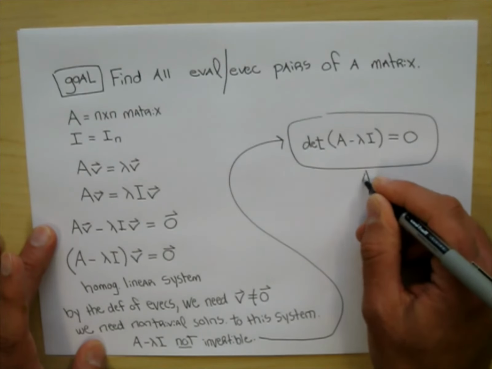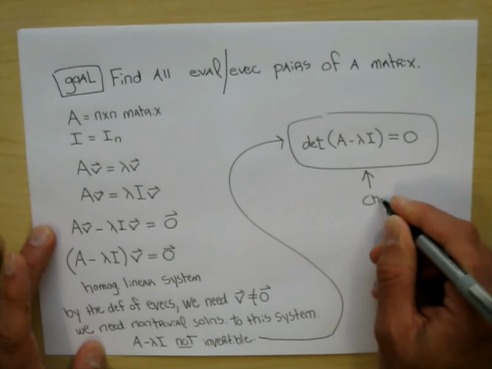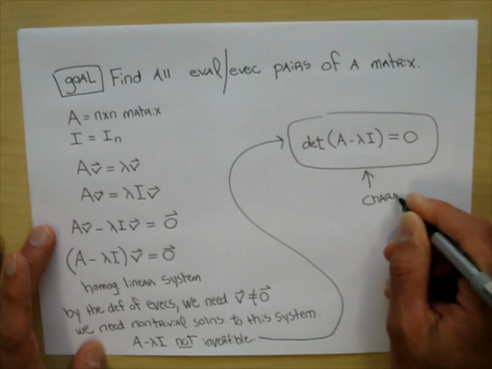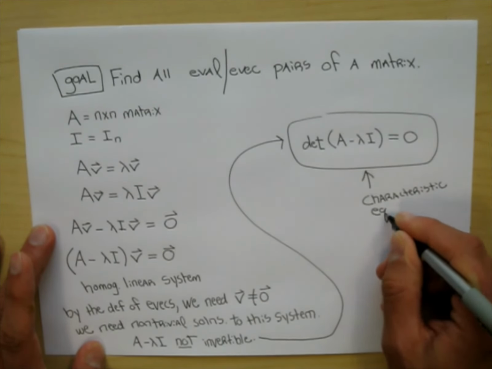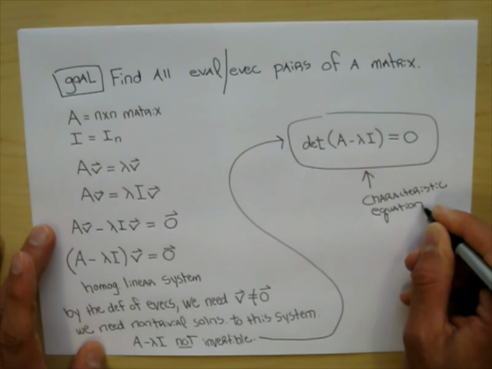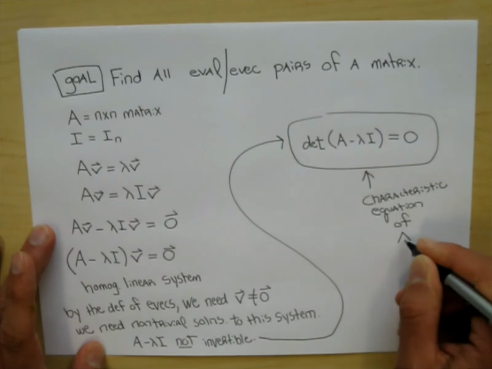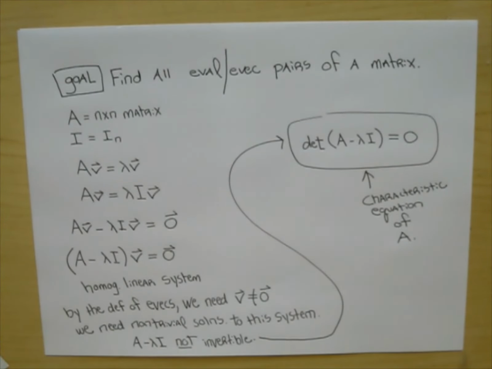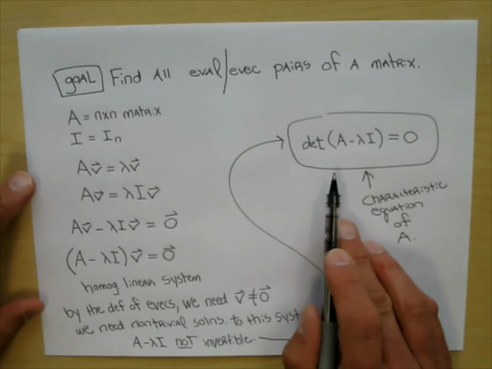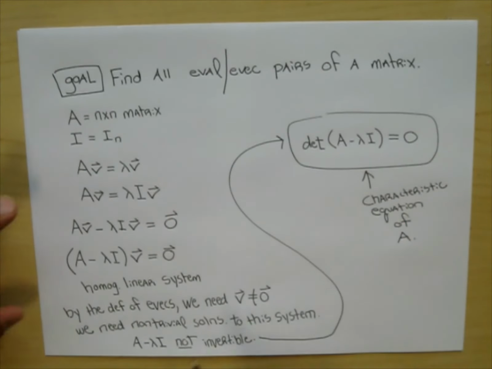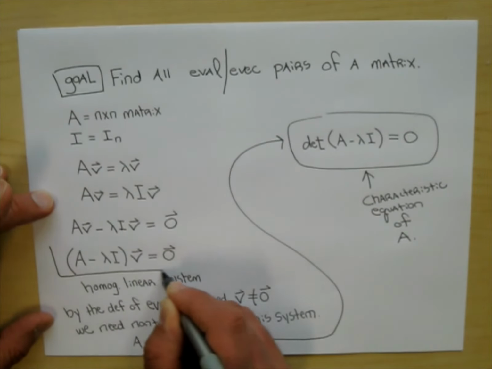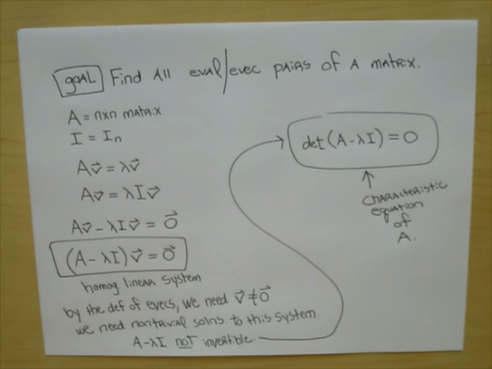This guy right here is called the characteristic equation of matrix A. I know it's so abstract that you're just like, I don't know what is happening. That right there is important. The other thing that's important is this. Okay, so that is what we're taking from it.